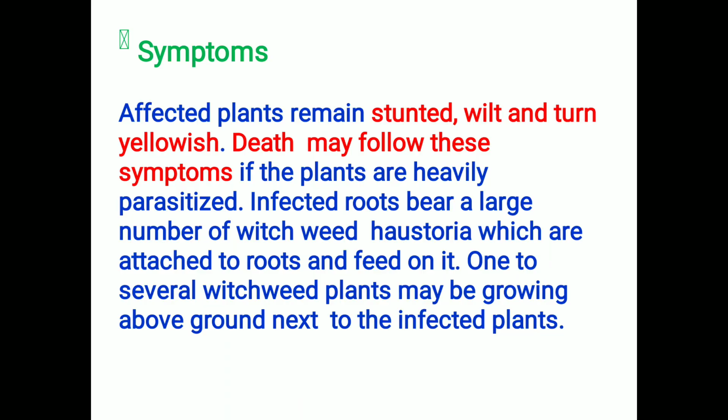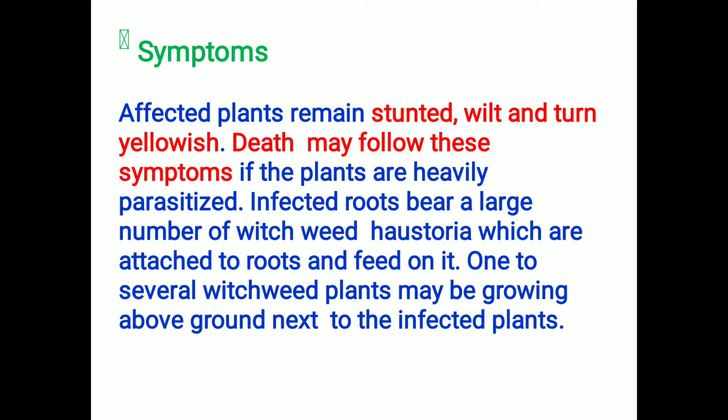Then next one is symptoms. If the Striga attacks on the seeds, what kind of symptoms are observed? So the height of the plant is stunted, sometimes wilting occurs. That is, wilting means what? पूर्णपणे प्लांट मरून जातं. Then the leaves turn yellowish or death may follow due to those symptoms.